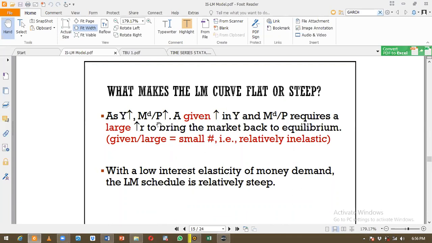Okay, so if after an increase in income you want the market equilibrium to be restored, you need to give a very large increase in interest rate before the equilibrium could be restored. And the reason is the low interest elasticity of money demand. So just know that whenever money demand is interest inelastic, it makes the LM curve steeper. You have to be taking note of these things. They normally come in true or false and all those things.